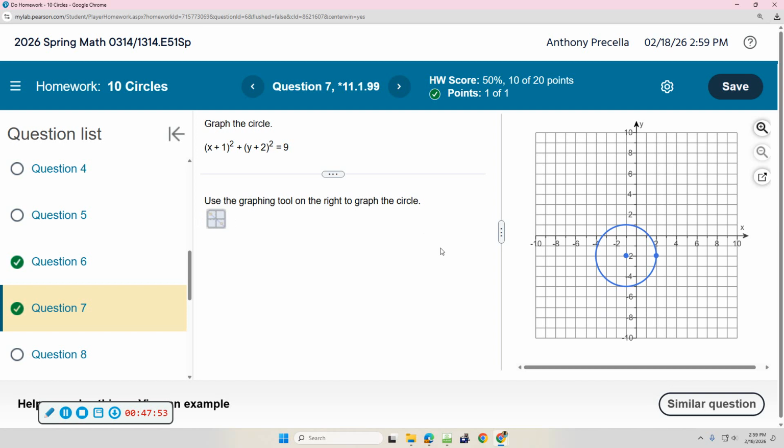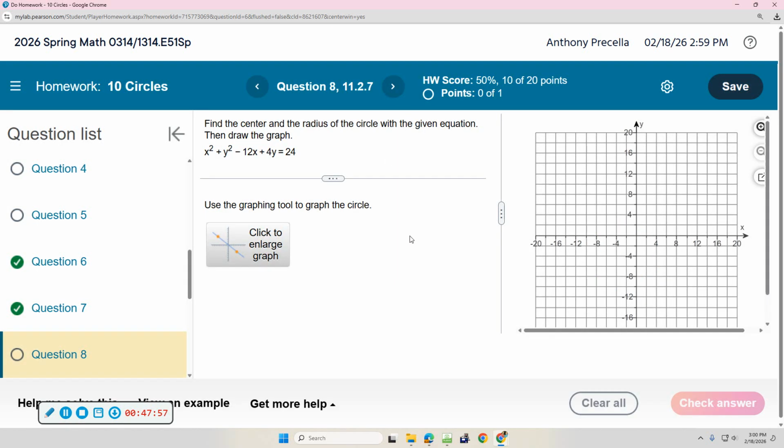I'm going to do number 8, and then we'll look at the little recipe that we have on that handout. But I want to just logic my way through number 8 first, and then we'll look at the little recipe we have. X squared plus y squared minus 12x plus 4y is equal to 24.